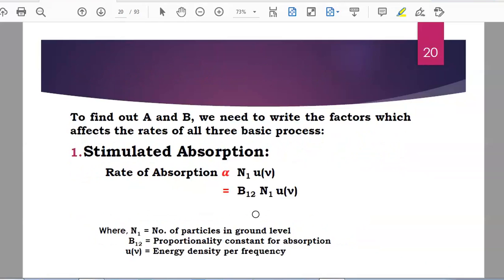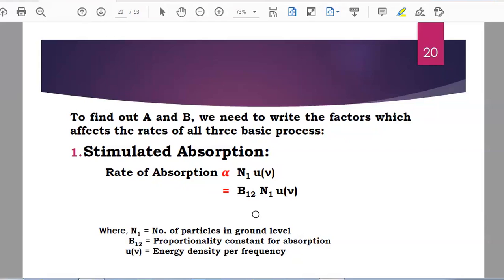Those who are new or missing something can see again: the final thing is we need to find out the value of A and B, and also write the factors which are affecting this particular process. One by one, all three processes you need to write down for a two level system. We are discussing only the two level system. Let's talk about the first process, the stimulated absorption process.